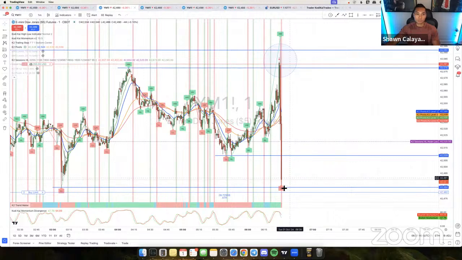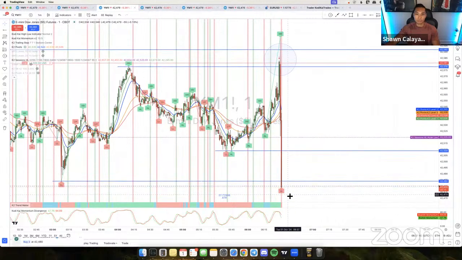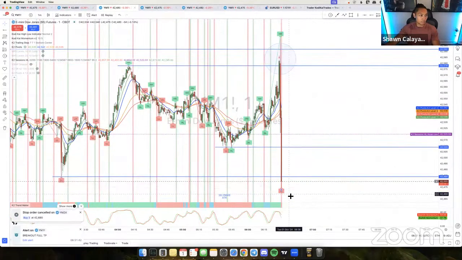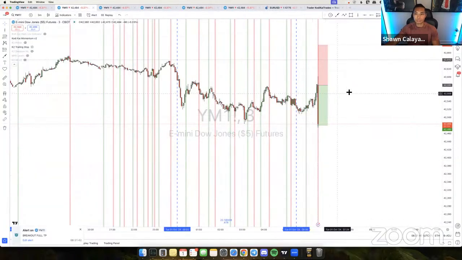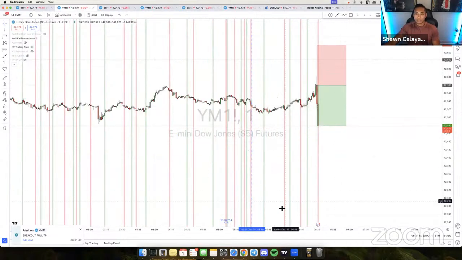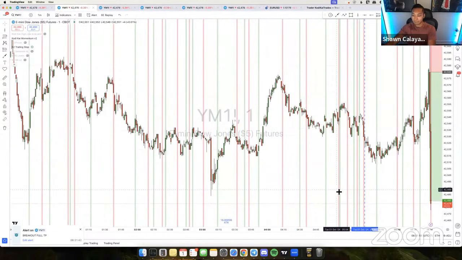Price is pushing down to our breakout full TP. Full TP right there, guys. Locked in some pretty good profit. So full TP on the breakout for today, as you guys can see. Nice little win right there. Nice easy win. And yeah, there goes that.